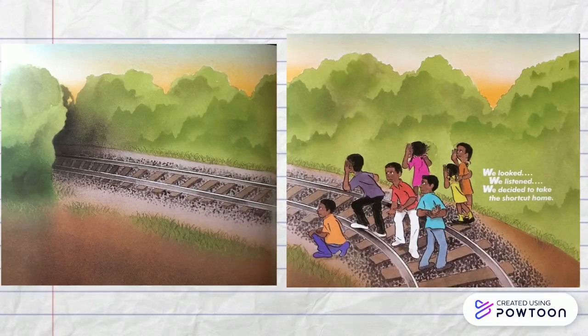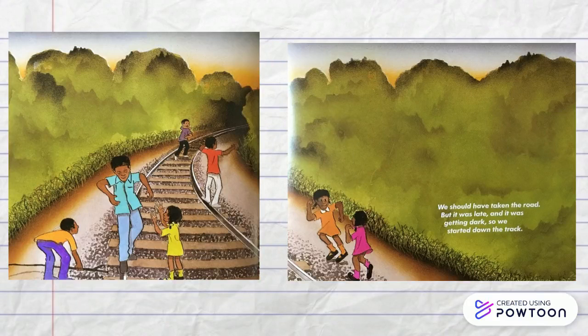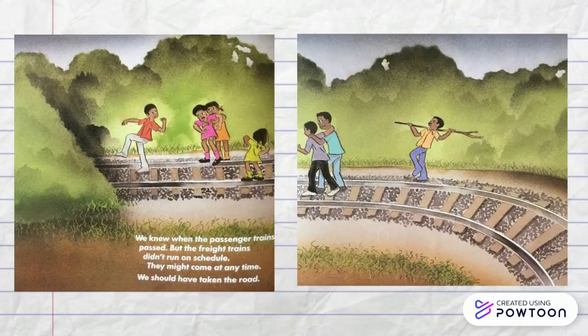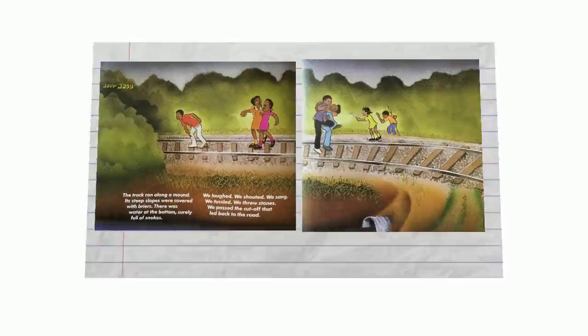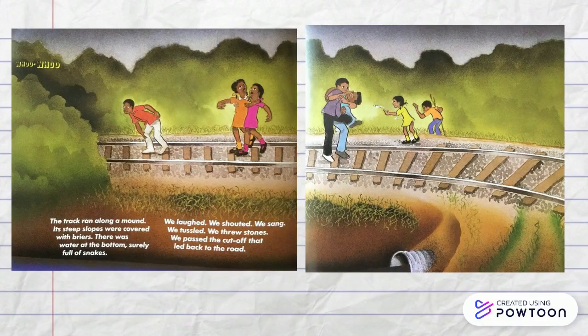We looked, we listened, we decided to take the shortcut home. We should have taken the road, but it was late and it was getting dark, so we started down the tracks. We knew when the passenger trains passed, but the freight trains didn't run on schedule. They might come at any time. We should have taken the road. The track ran along the mound. Its steep slopes were covered with briars. There was water at the bottom, surely full of snakes.